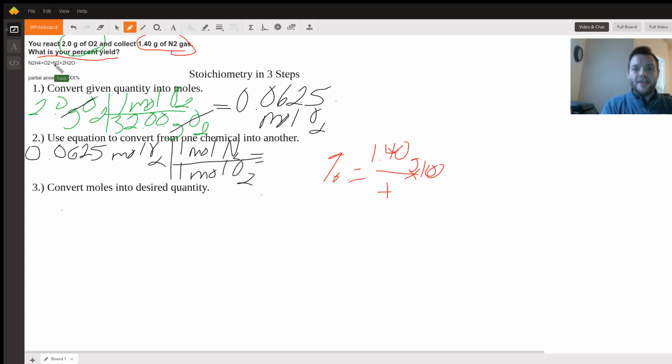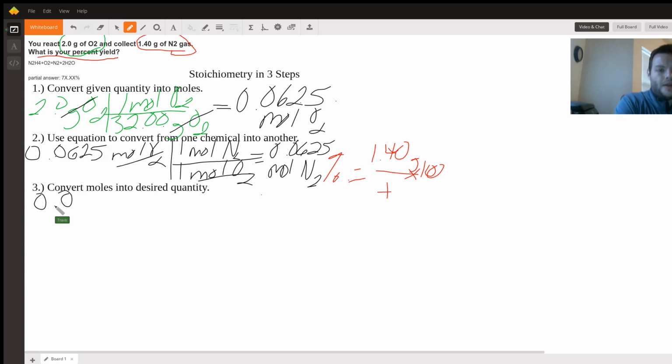So at the end of our second step, we would still have 0.0625 moles, but this time it's going to be of N2. We've used our equation to change from one chemical into another, just like I would use my French toast recipe to go from bread into milk and vary it based on how much I had and needed. Lastly, then, would be to convert our calculated amount of moles, 0.0625 moles of N2, into grams.